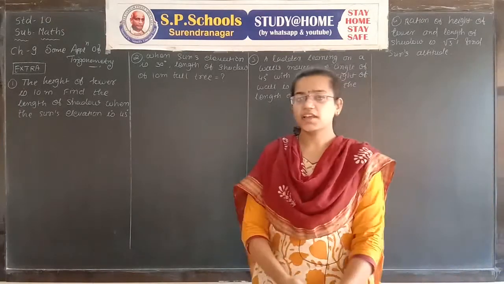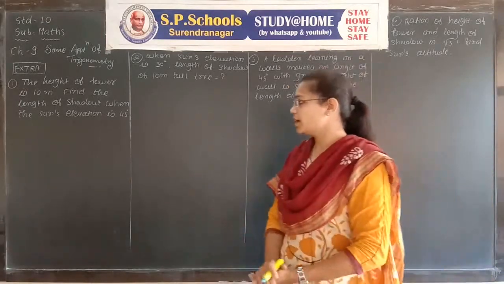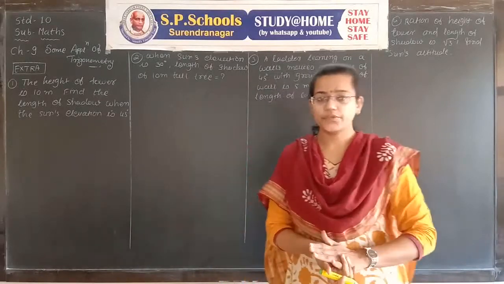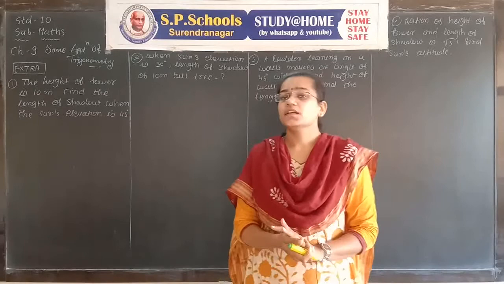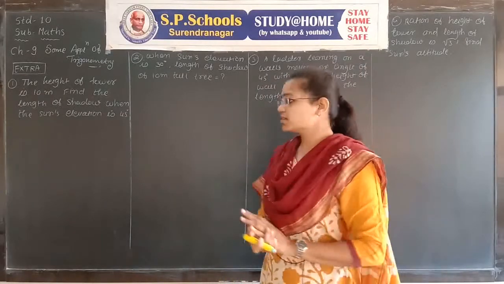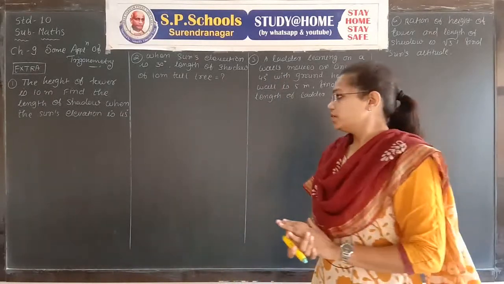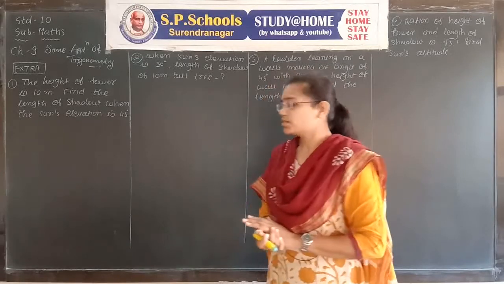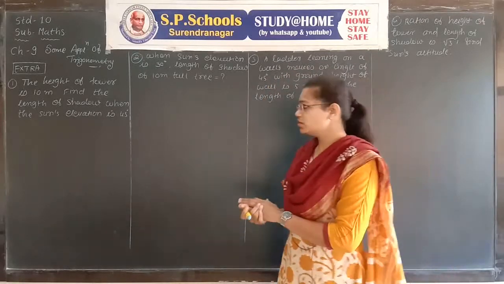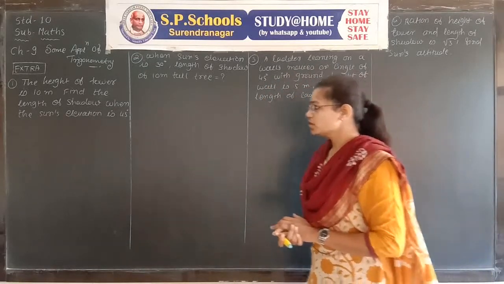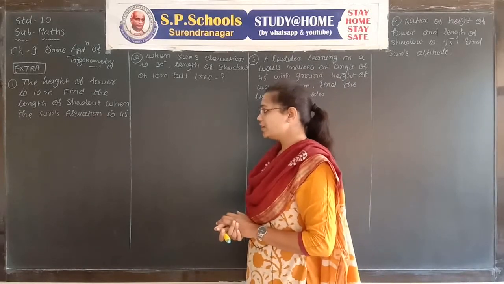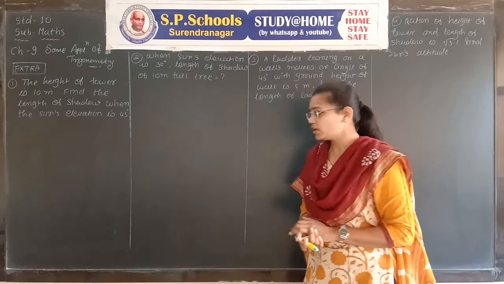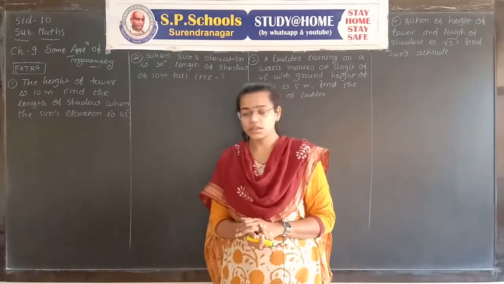Hello students, as we know, chapter number 9, Some Applications of Trigonometry, is completed from our textbook. Now in this session we discuss some extra sums regarding chapter number 9. Questions are there. First, the height of a tower is 10 meter. Find the length of shadow when the sun's elevation is 45 degree.